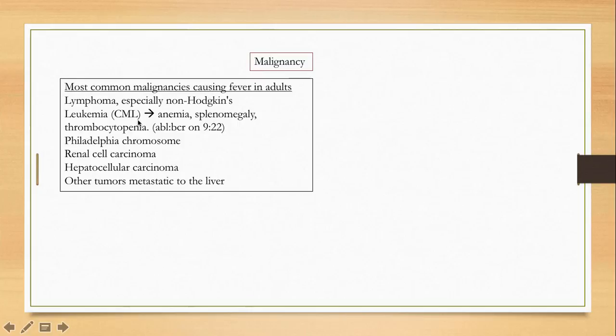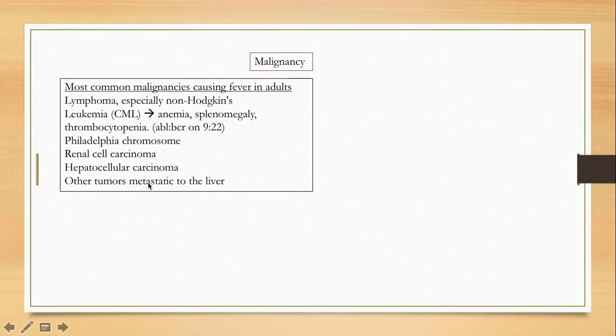Then you have CML, which is chronic myeloid leukemia, and then usually people have anemia, splenomegaly, and thrombocytopenia with that. And you're all familiar with the Philadelphia chromosome, where there is translocation of ABL and BCR on chromosomes 9 and 22.